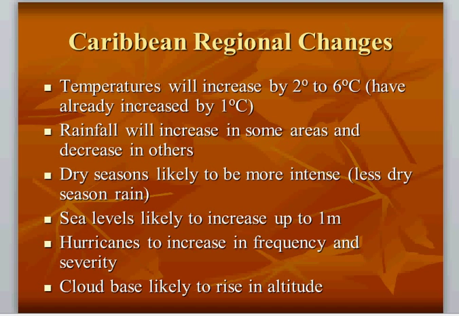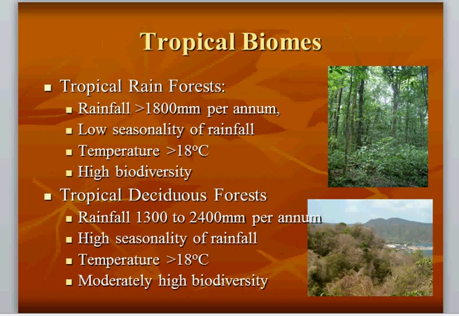Tropical biomes. Just a reminder of the physical parameters of many of the different tropical biomes around the world. Tropical rainforests generally have a rainfall of above 1800 millimeters per annum. They have a low seasonality of rainfall. The rainfall is distributed throughout the year. A warm temperature. Temperature never gets below about 18 degrees Celsius, even in the depths of winter at night. And there tends to be very high biodiversity.